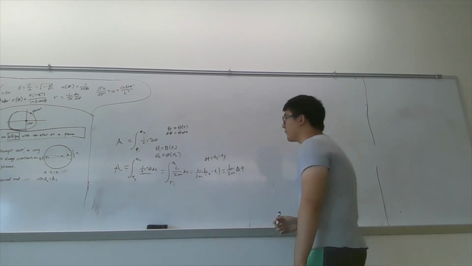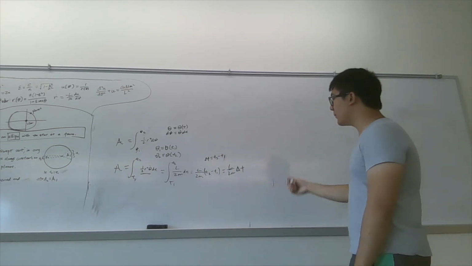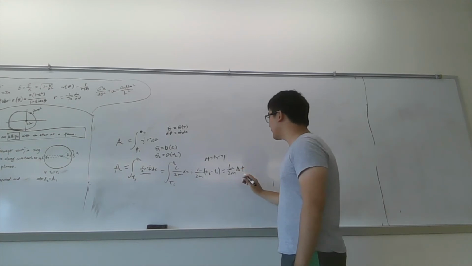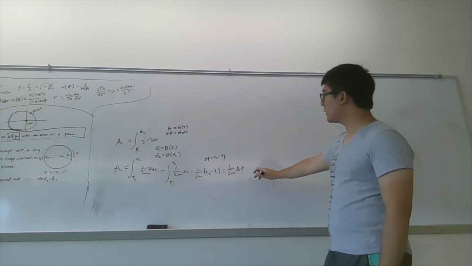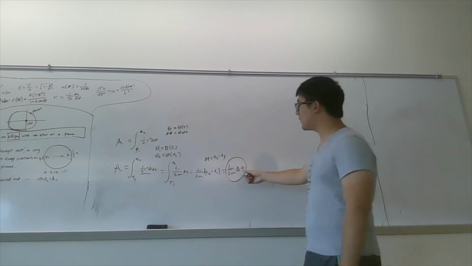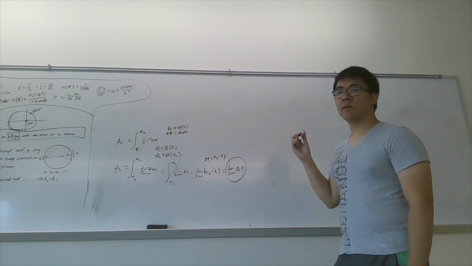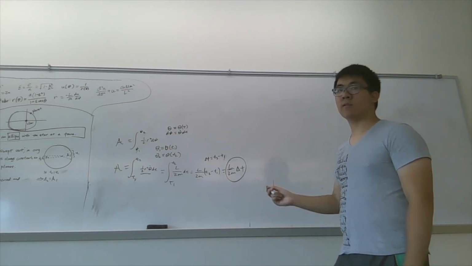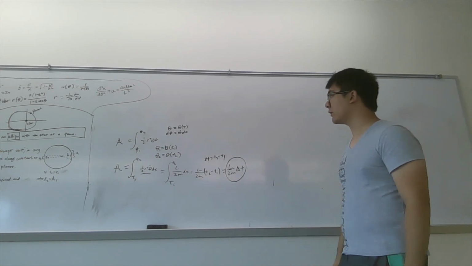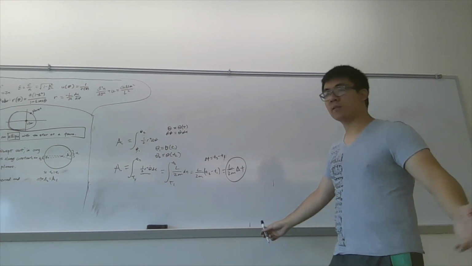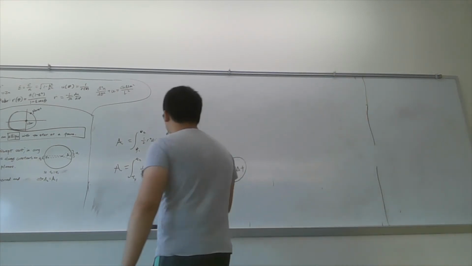So we see that the only variable in this equation is the time interval. So if the time interval is always constant, then the area swept out will always be constant. And that's pretty much it. That's Kepler's second law.